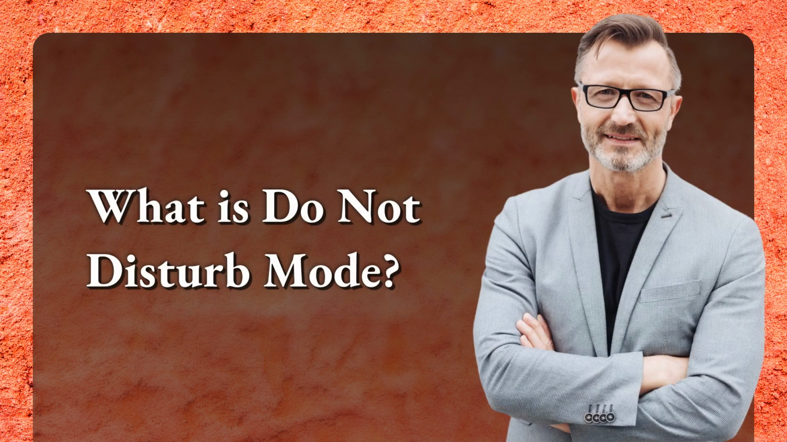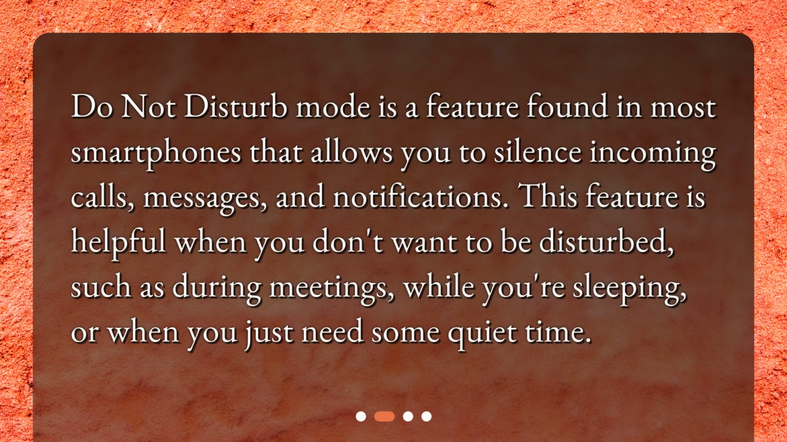What is Do Not Disturb mode? Do Not Disturb mode is a feature found in most smartphones that allows you to silence incoming calls, messages, and notifications. This feature is helpful when you don't want to be disturbed, such as during meetings, while you're sleeping, or when you just need some quiet time.